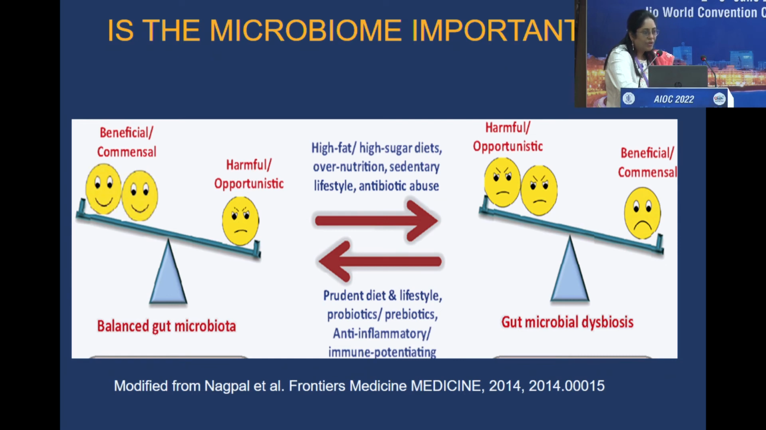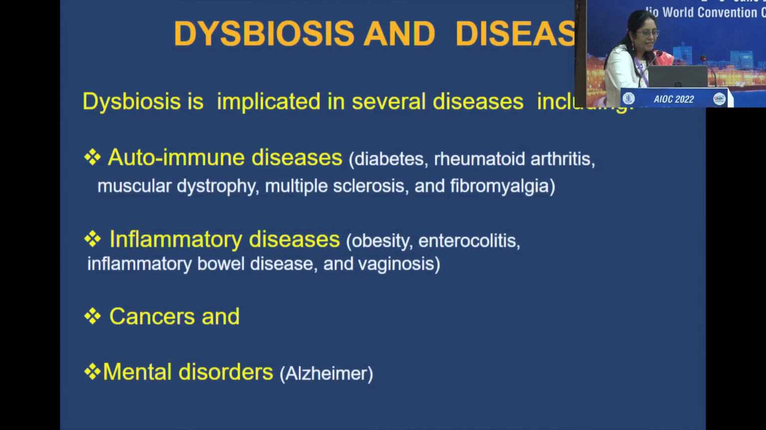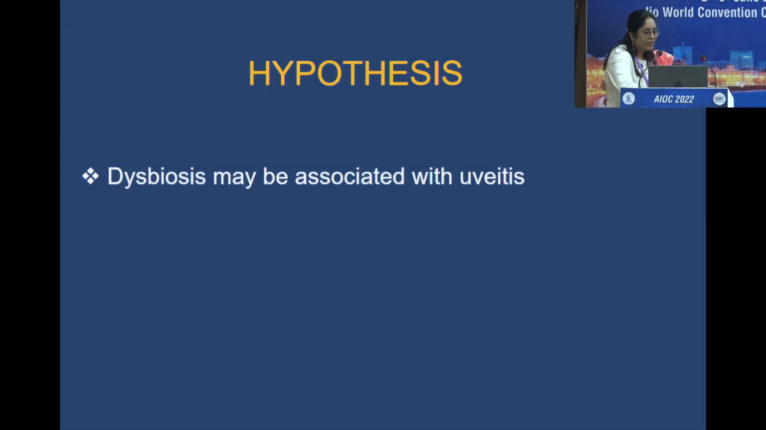And all of our diet and everything of late has been attributed to an imbalance in the gut microbiome, leading to manifestations in various diseases. So it's this gut microbiome displacement, or a bad microbiome, called dysbiosis, which is implicated in several of these autoimmune diseases, and of course uveitis is one of them. So it can be associated with uveitis as well.